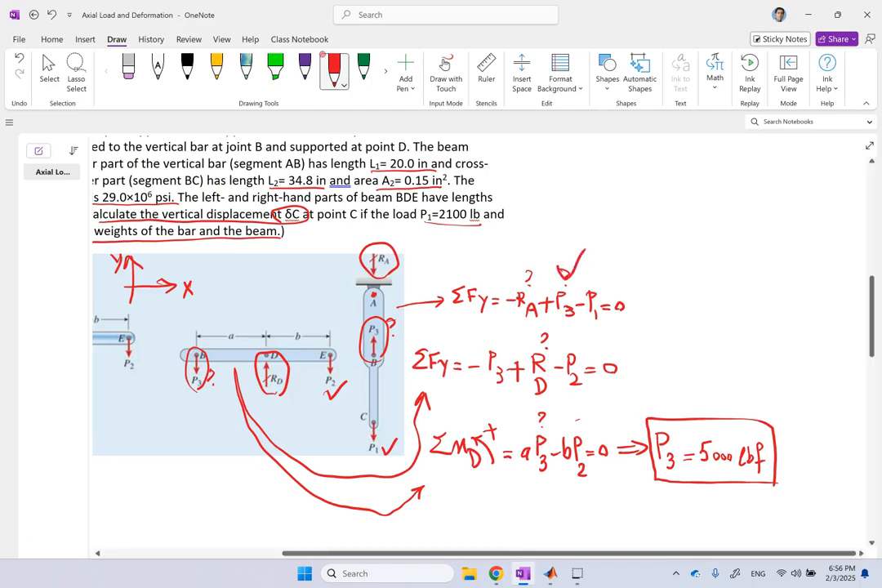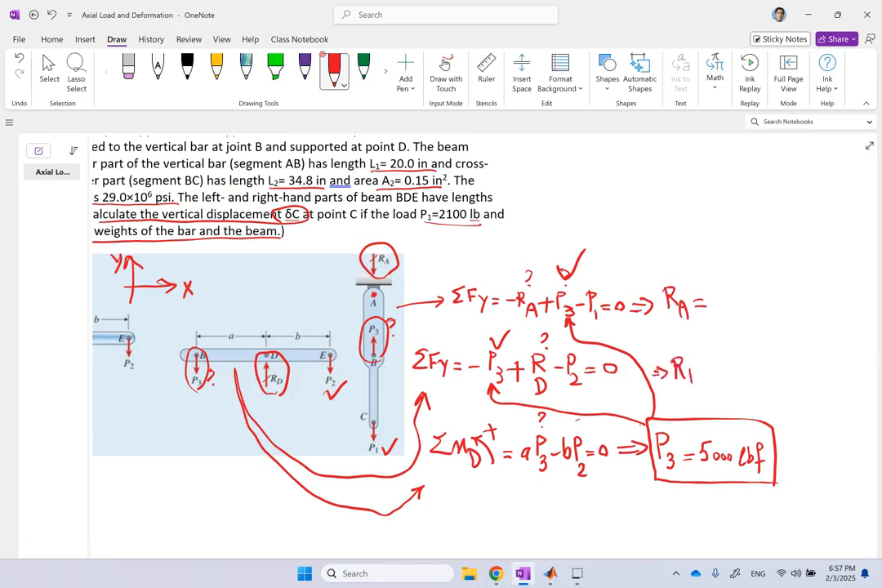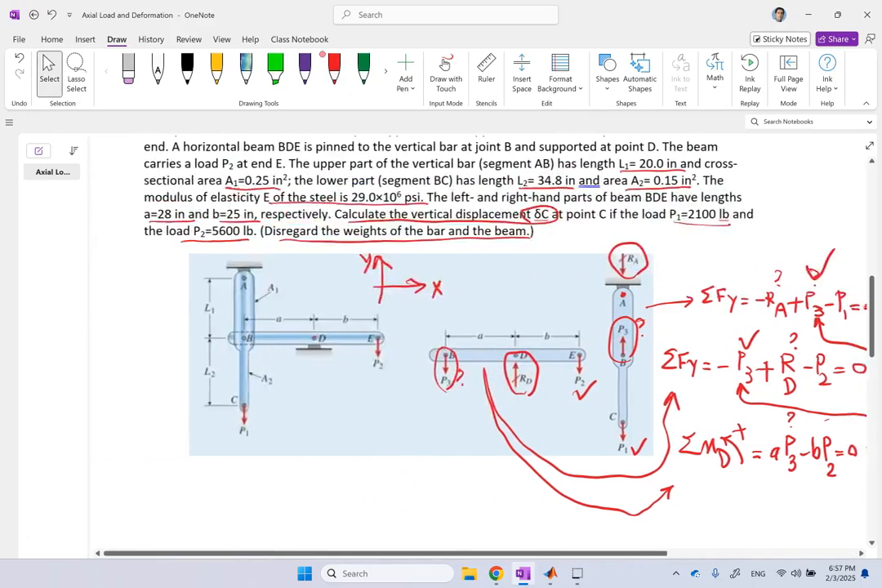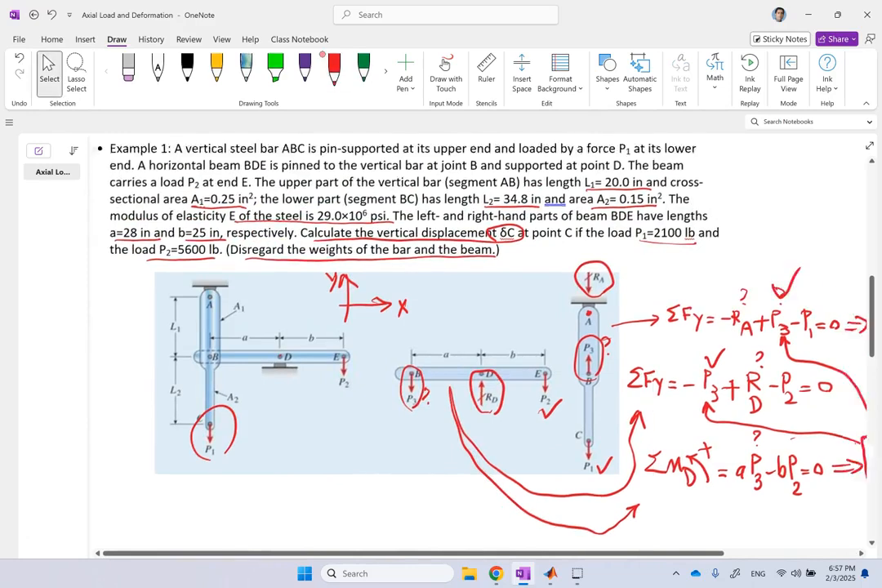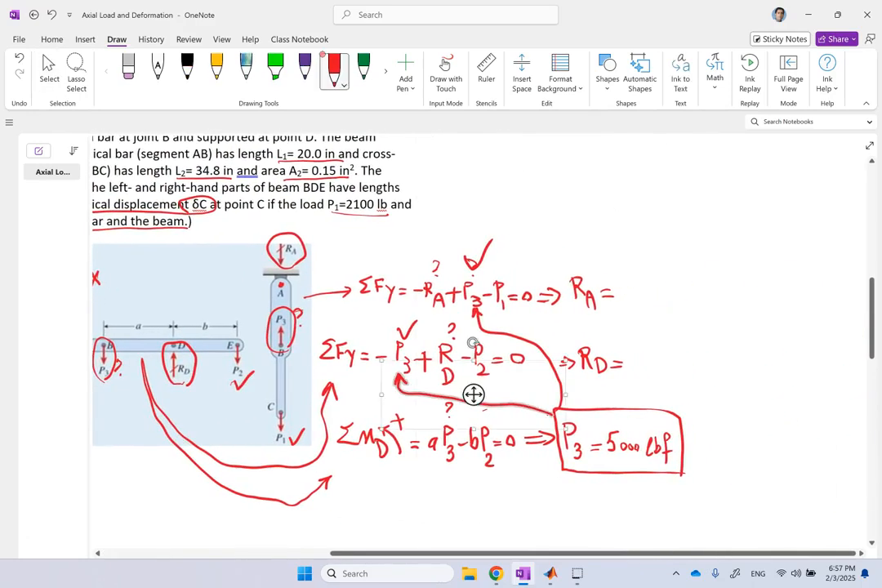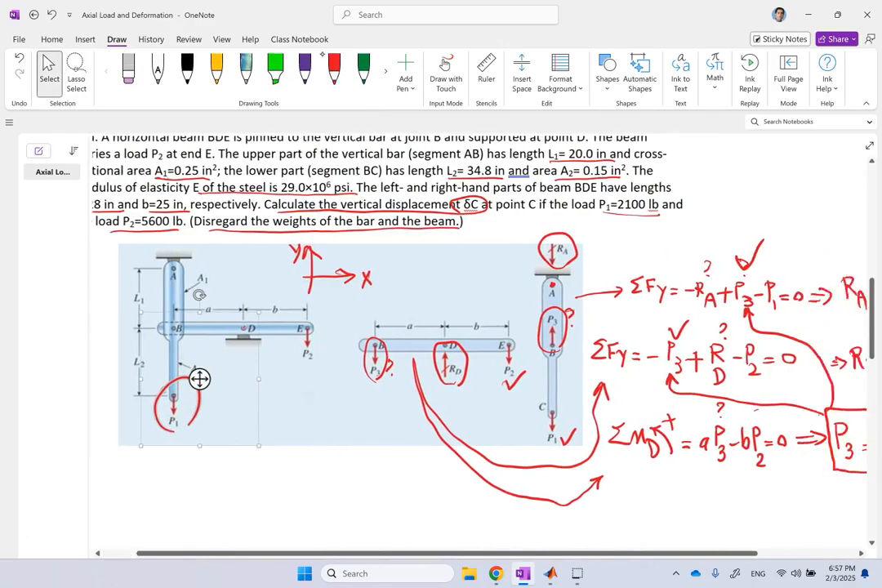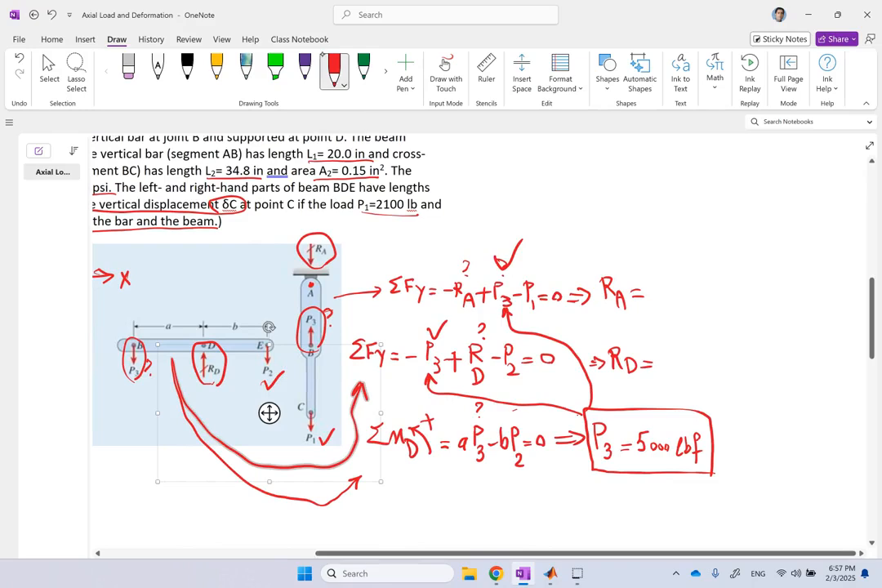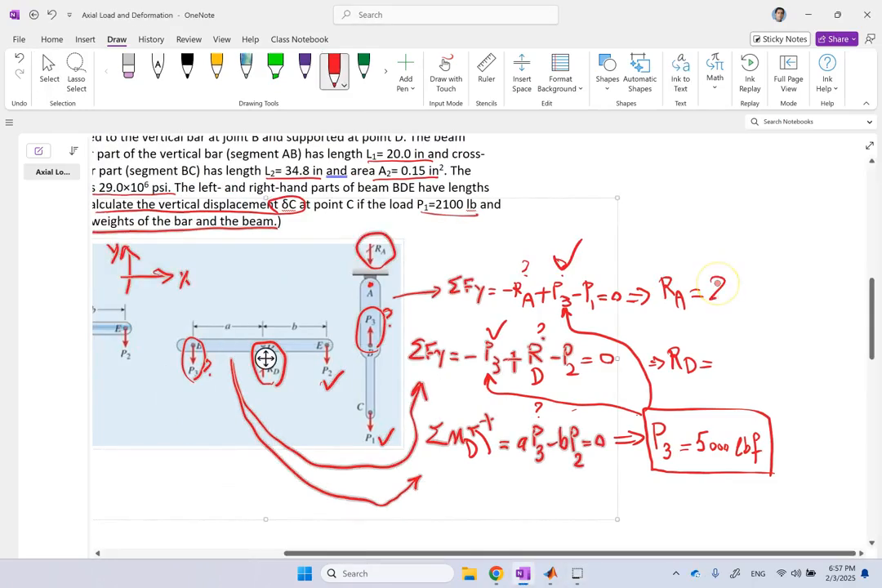Now that you got P3, guess what? I can plug it into these two equations, and I should be able to find RA and RB. Not that I need RD, but I can find it. What I really need is RA, because RA is going to affect the displacement at C, which is what I care about. So if I plug it here, clearly you see RA is going to be P3 minus P1, and P1 is 2100, and this one is going to be 2900.